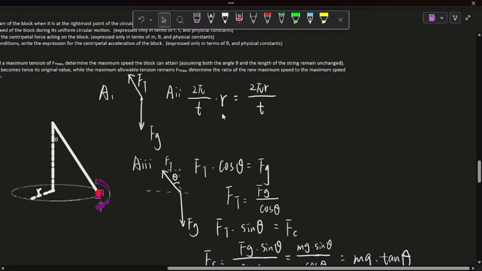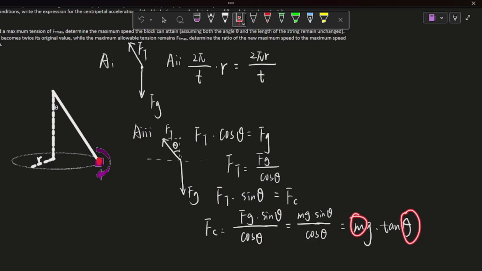It says express it only in terms of m, theta, and physical constant. What's in our expression? M, theta. These are the two variables we can use. What is g? Oh, g is just a physical constant with value of 9.8, negative 9.8. I'll just put 9.8 here. And tangent is just a method of math. So it's totally fine.